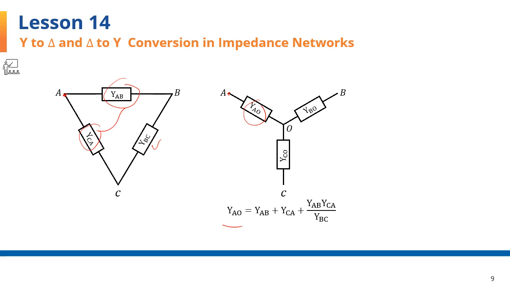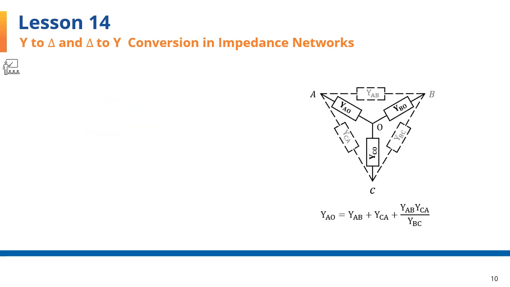Again, to see the relationship between the two sides better, I'm going to coincide these two together on top of each other. And you see them on this figure. Again, YAO equals, looking for this one, the sum of the two that are next to it, YAB plus YCA, plus the product of the same two divided by the third one. Again, I'm not showing the equations for the other two Y-connected admittances, but they are easy to write using the same structure.